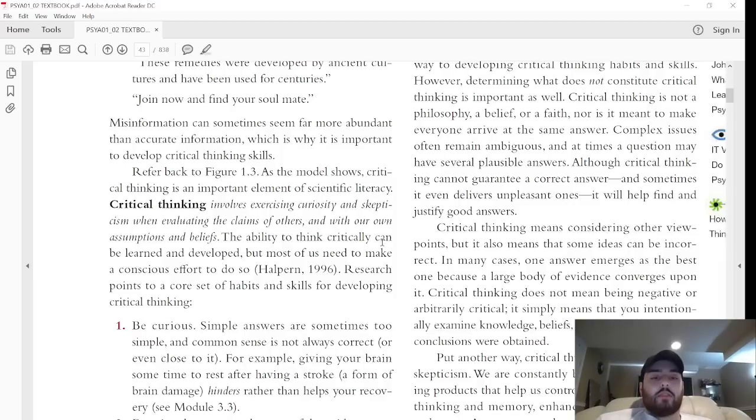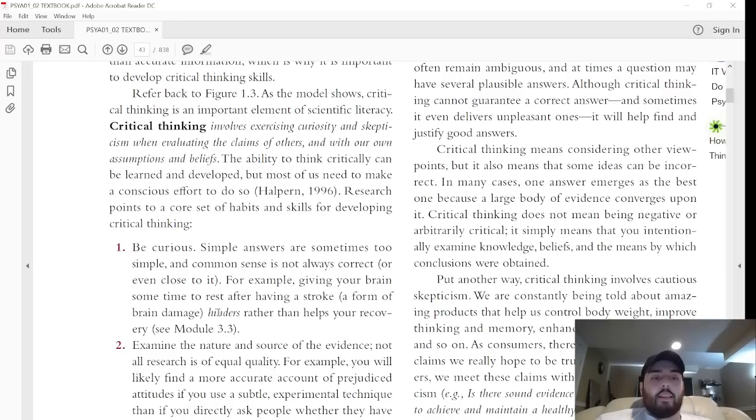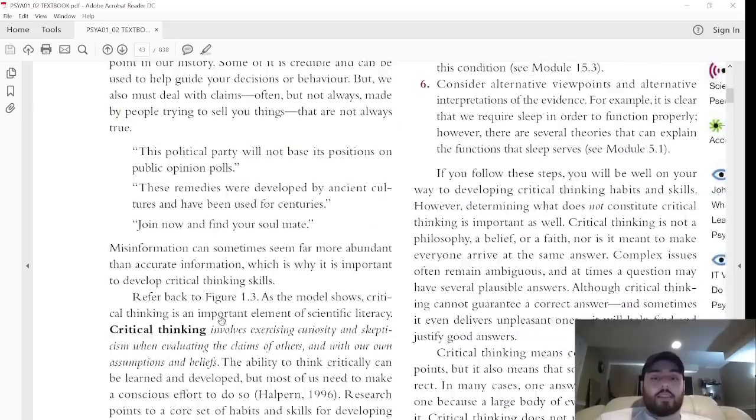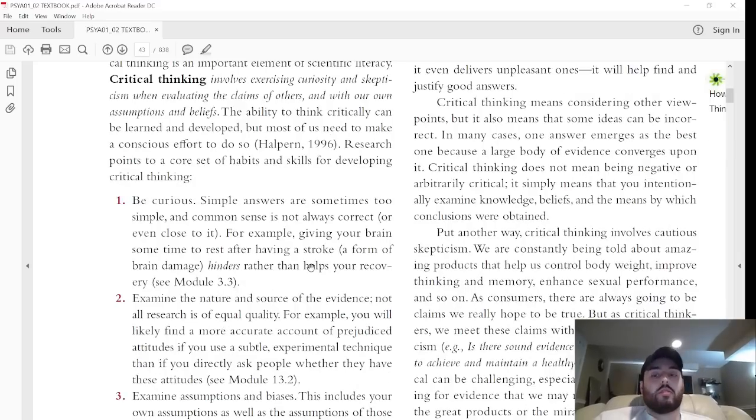The ability to think critically can be learned and developed, but most of us need to make a conscious effort to do so. Research points to a core set of habits and skills for developing critical thinking, right? So here are the core skills here. There's 6 of them, and I will go over all of them with you.